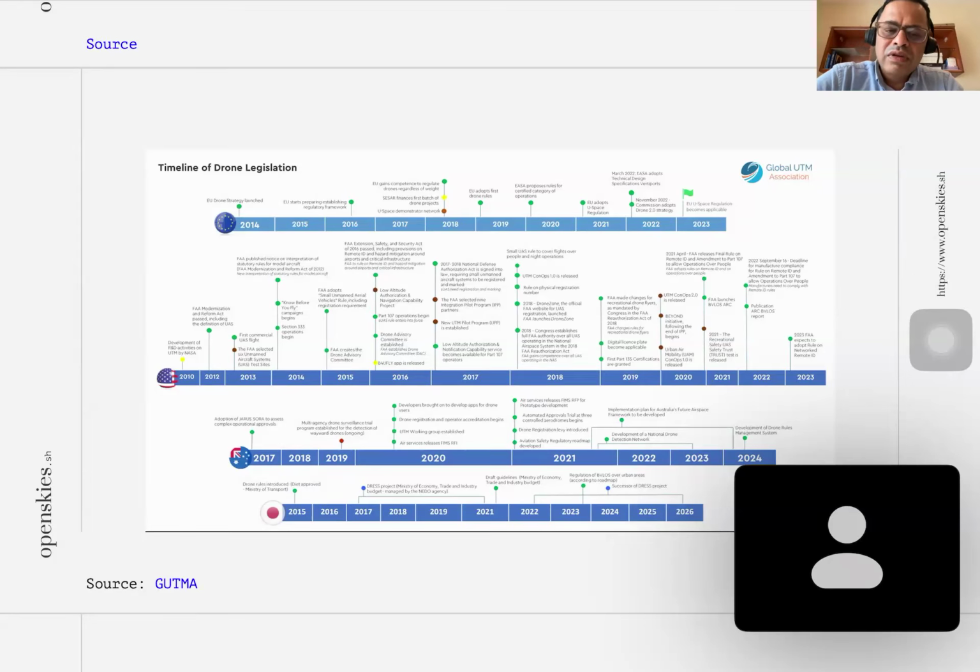But all things UTM, as far as BVLOS is concerned, I would really encourage you to go to GUTMA's website. As I said, I'm on the board. You have my details and contacts, so I'm very happy to talk to you about it as well. There is a growing community working on this, working with aviation regulators, again, to enable commercial BVLOS operations. And the reason for that is because it's the commercial taxi service, delivery service, and so on. Okay, questions so far?